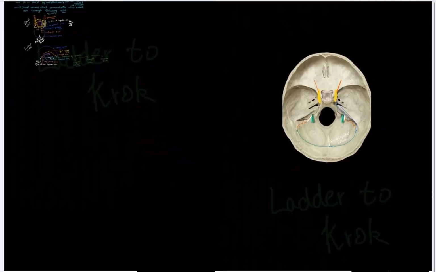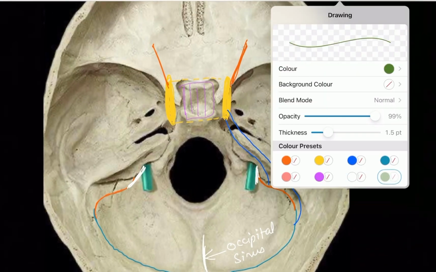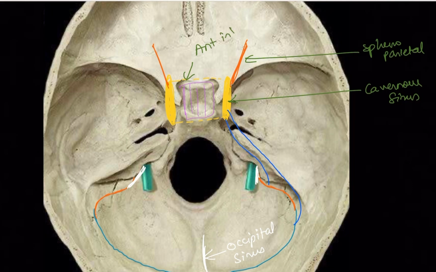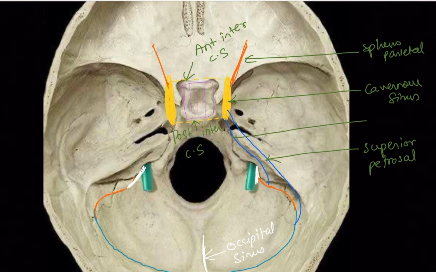So let's name all the sinuses. I'm naming all of them with the green color. So this yellow is cavernous sinus. This orange is sphenoparietal sinus. Then you have this anterior intercavernous sinus. This is posterior intercavernous sinus. Then you have superior petrosal sinus, which will drain where? It will drain into the transverse sinus. Superior petrosal. Then you have this one, which is inferior petrosal sinus.